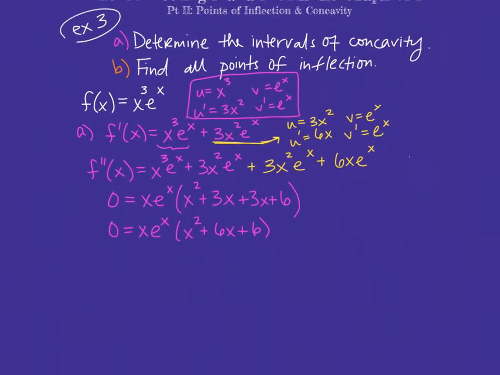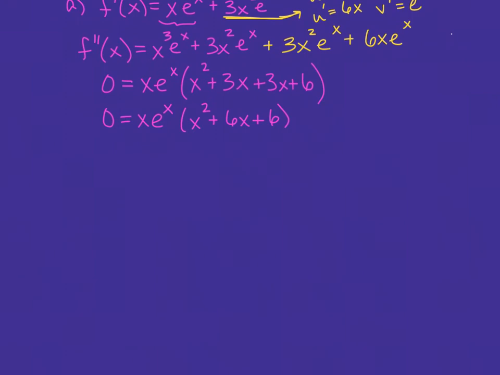Now from here, we want to set each one of our factors to 0. And if we look, we actually have three factors. We have x, e to the x, and this quadratic trinomial. So we're going to set x to 0. We're going to set e to the x to 0, and we're going to set our quadratic trinomial to 0. This is, boom, the answer.